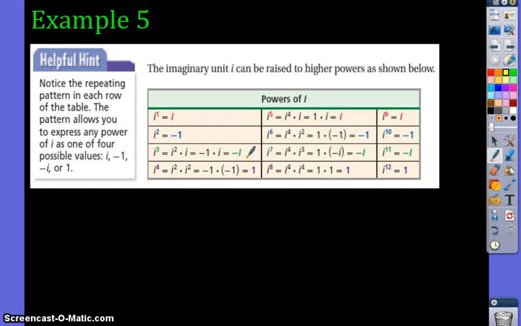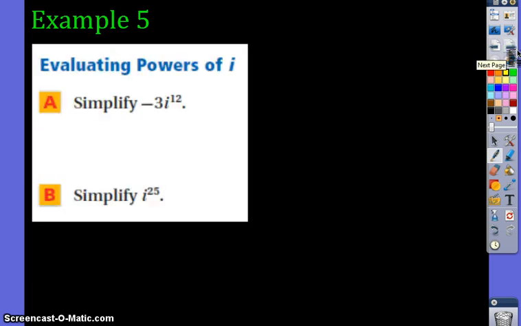Then here we have i, negative 1, positive 1, and then i, negative 1, positive 1. So the pattern that we should notice here is that if we wind up with a multiple of 4 as our exponent, 4, 8, and 12, we wind up with a positive 1. So that's just something you might want to make note of.